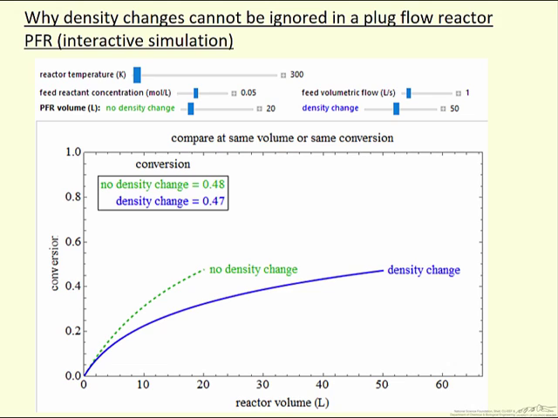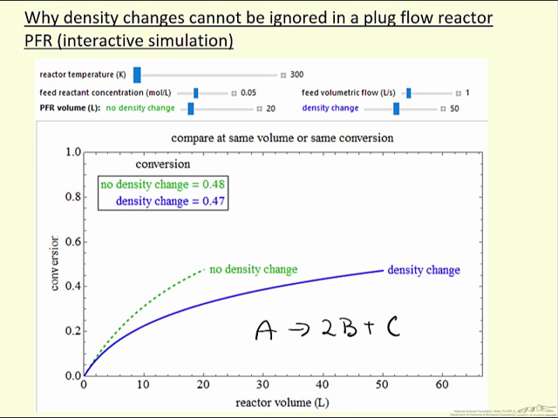This interactive simulation looks at a plug flow reactor with a gas phase reaction where the number of moles increases. So this is looking at the reaction of A reacting to 2B plus C. So 1 mole going to 3 moles. And why this matters is then the mass density is going to change as we move down the reactor.